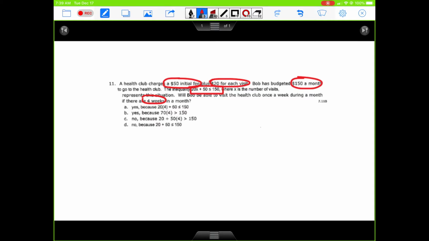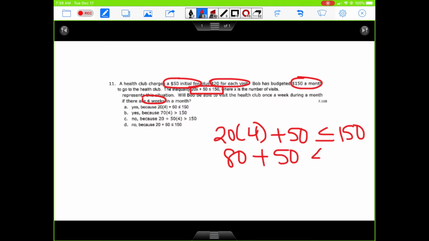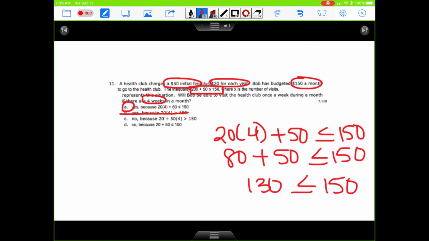So let's look at A. Yes, because 20 times 4 plus 50 is less than or equal to 150. According to order of operations, I need to first multiply 20 times 4, which is 80. So now I have 80 plus 50 is less than or equal to 150. And 80 plus 50 is 130. And 130 is in fact less than or equal to 150. So A is our correct answer. B doesn't make sense because that's not the right inequality. C also does not make sense because they flipped the sign, and then D doesn't make sense. So A is our correct answer here.